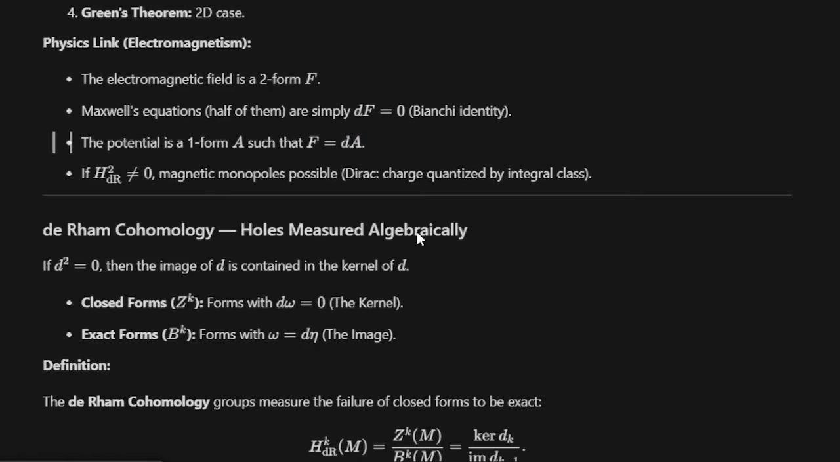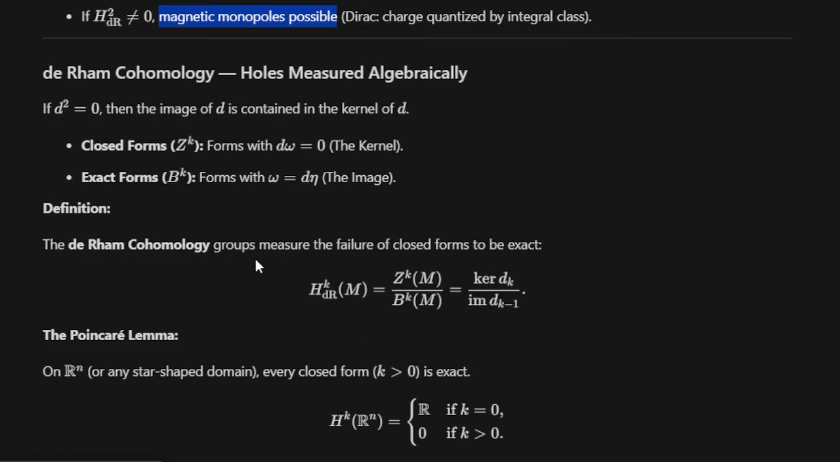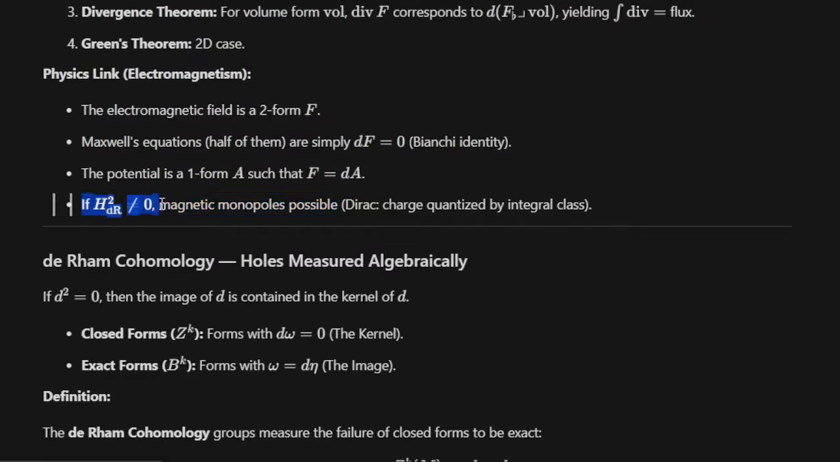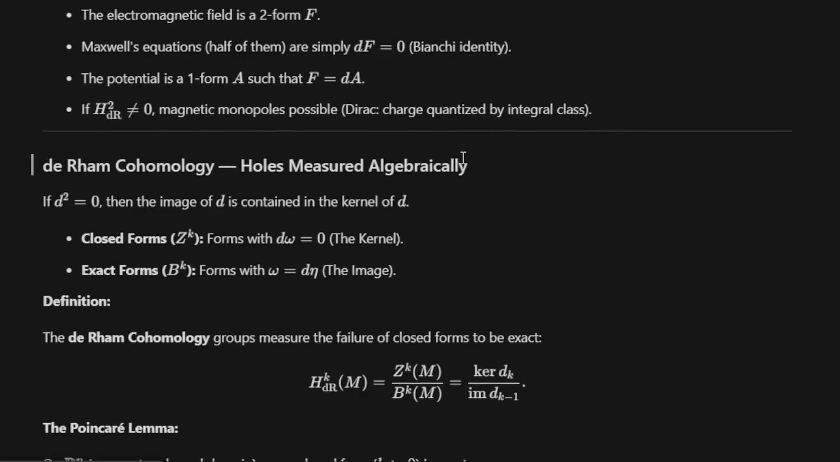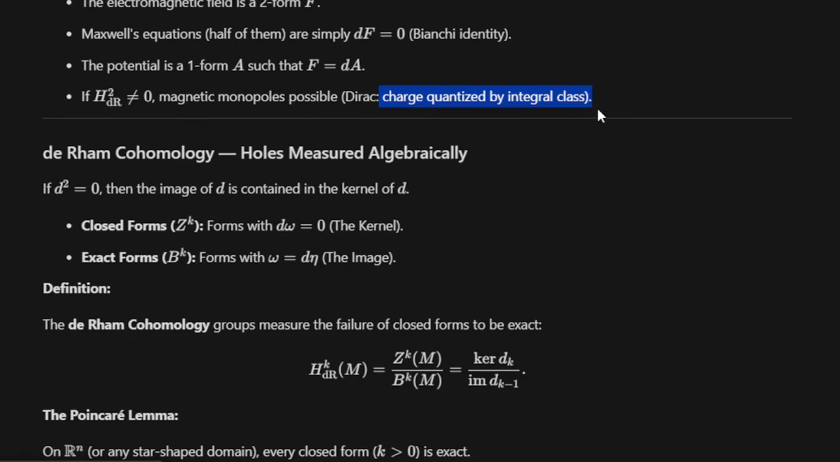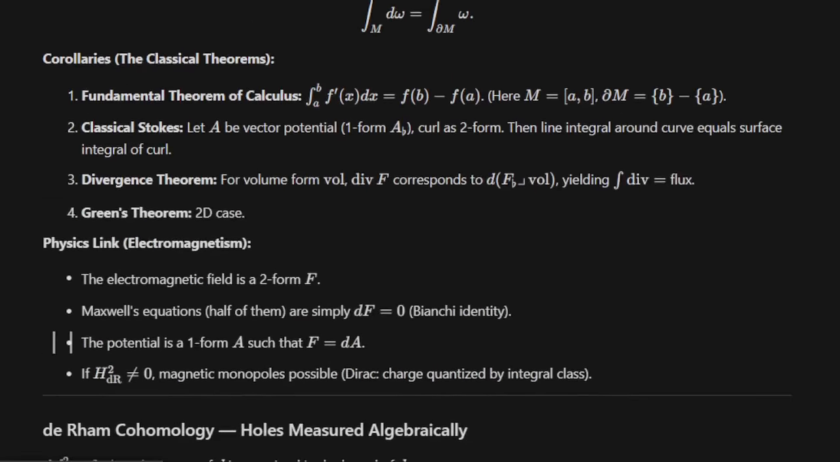Okay. Now, if the de Rham cohomology for the two form is not equal to 0, magnetic monopoles would be possible, and I'll cover what that is in a second. But I'm sorry, I wrote this a little bit early. But yeah, that's also another thing that's possible. Okay. So we can then have some kind of criterion to justify magnetic monopoles, which we would then have in terms of quantizing charge by the integral class. Okay, so again, these are just special cases of this one geometric truth, right?